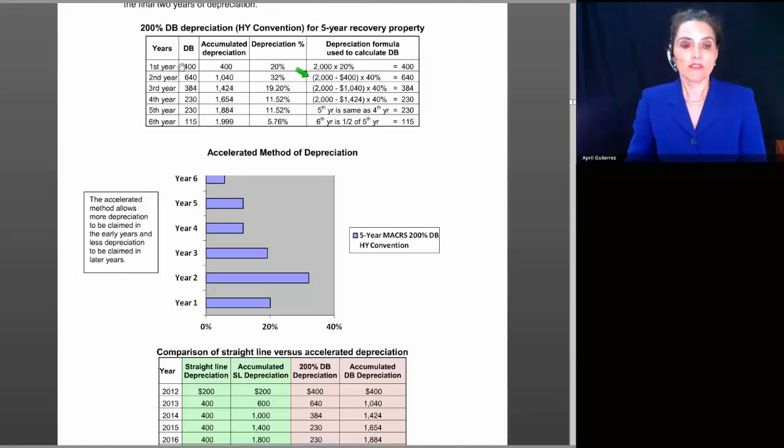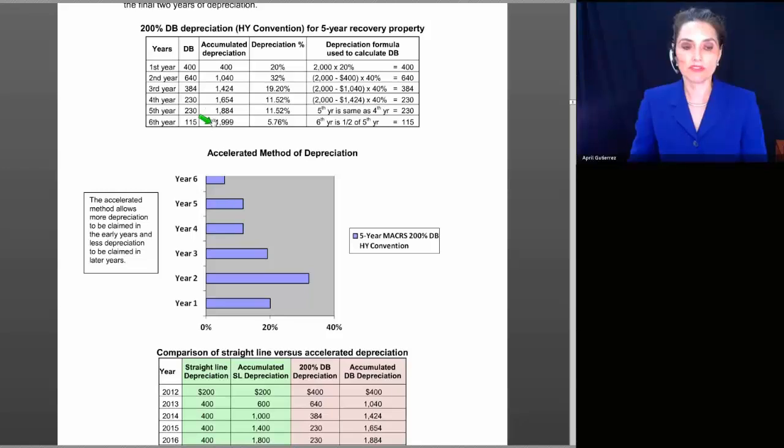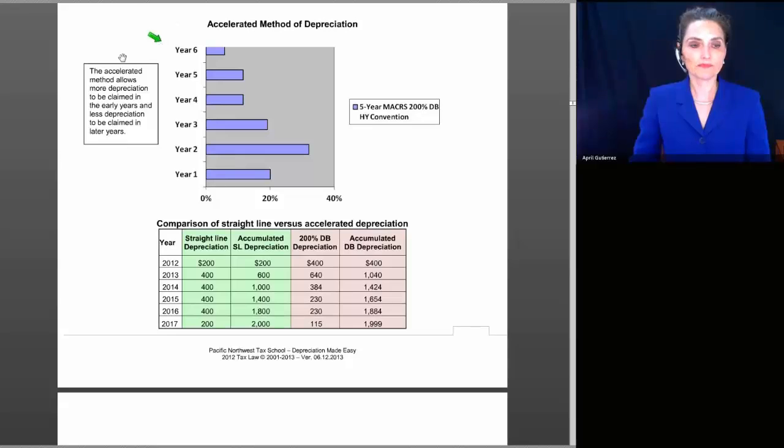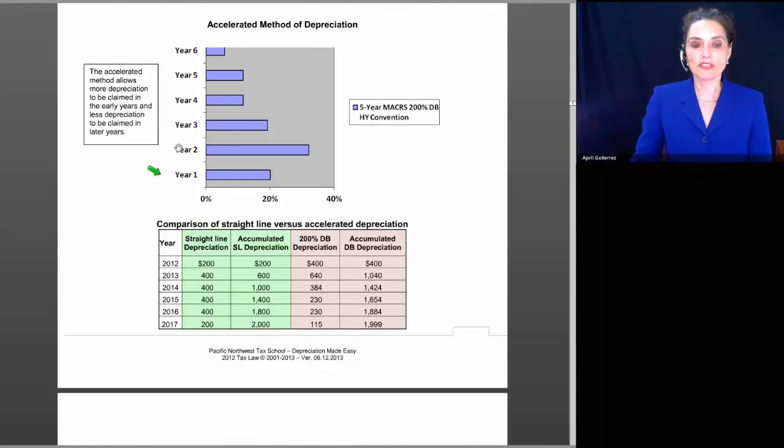At any rate, the accumulated depreciation under this system, we end up recovering the full cost of the computer in the final year. We've got $1,999. Just because of rounding, it doesn't come to $2,000, but ultimately you would be allowed to have recovered that full $2,000. So the accelerated method allows more depreciation to be claimed in the early years, with year one being more than all of the other years except the second year.